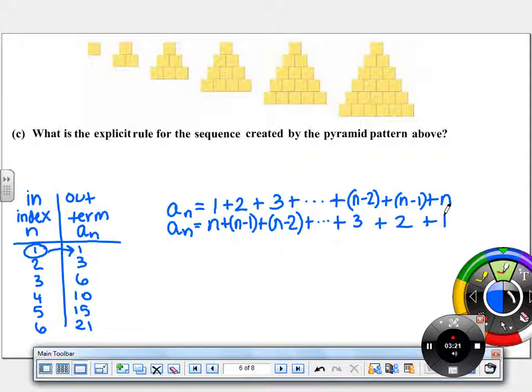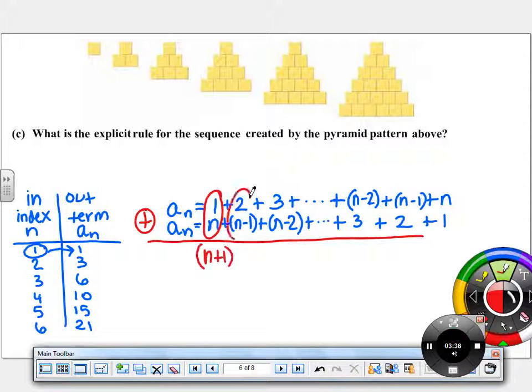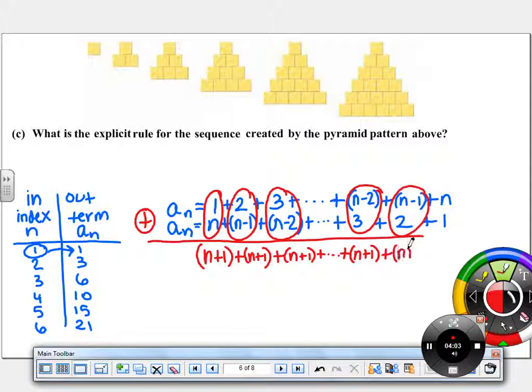Then what they noticed is that at each term, if you add the terms together, okay, you get the same thing. 1 plus n is n plus 1. 2 plus n minus 1, once you combine like terms, is also n plus 1. 3 plus n minus 2, once you combine like terms, is also n plus 1. This continues, and you can see down here at the end, n minus 2 plus 3, which is the same combination we previously had, is n plus 1. n minus 1 plus 2, again, is n plus 1. And at the end, n plus 1 is n plus 1.